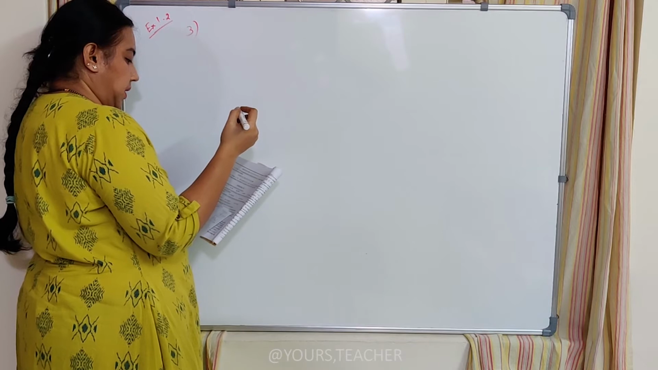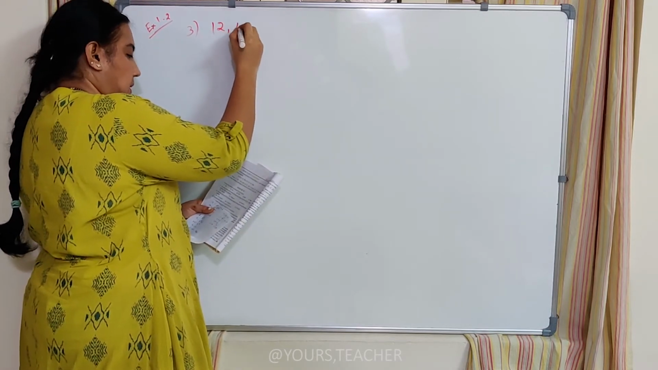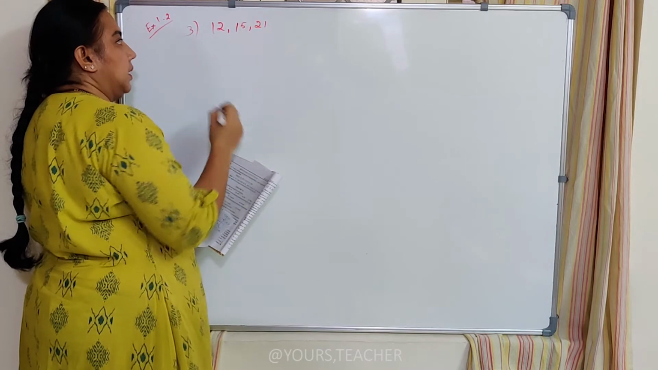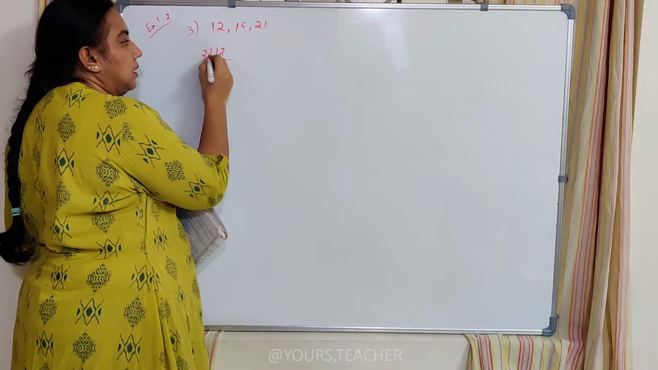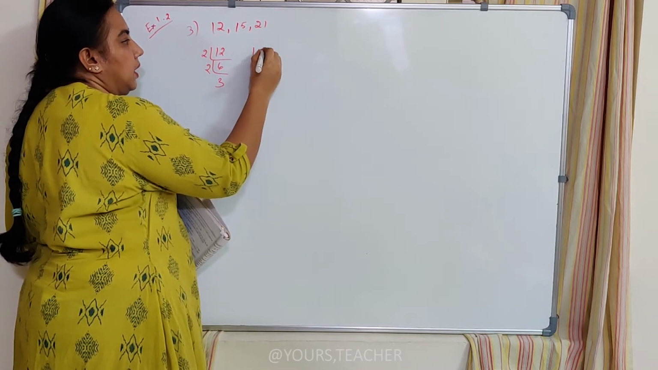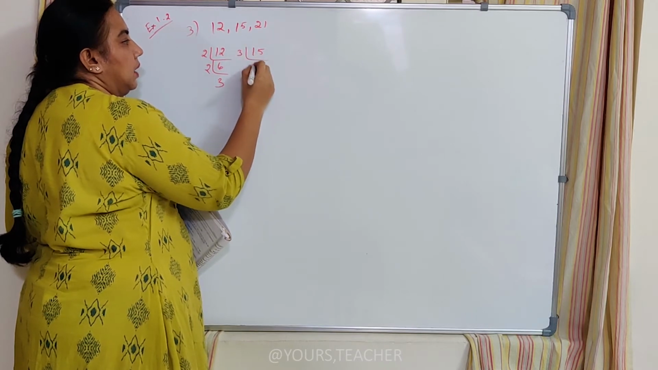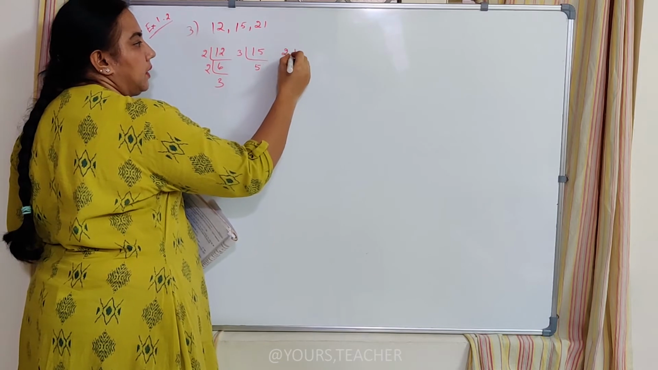Find the LCM and the HCF of these 3 numbers. In the last sum we did it with 2 numbers. Here we are dealing with 3 numbers. Basic prime factorization: 12 is 6 into 2, 6 is 2 into 3, 15 is 3 into 5. And 3 and 5 are prime numbers, so I am ending it with this.